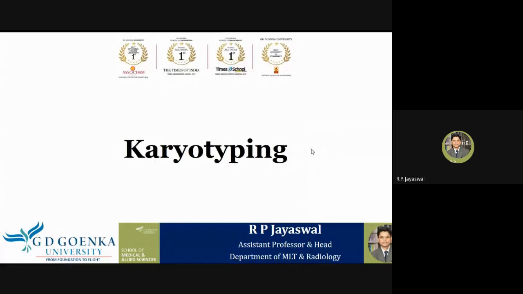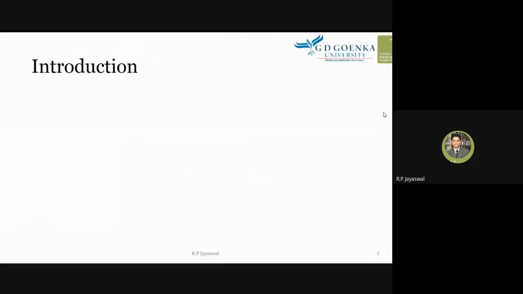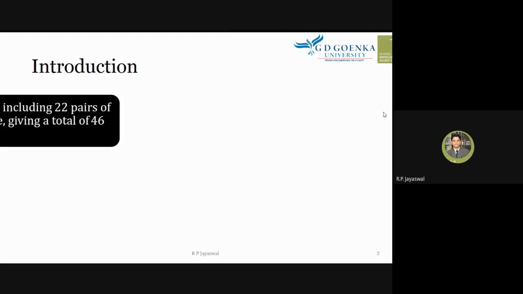Here we are going to know karyotyping. We have discussed this karyotyping in the previous lecture, very briefly. Now we can know more about karyotyping, with the basics of karyotyping. Okay? So let's know about some introduction.